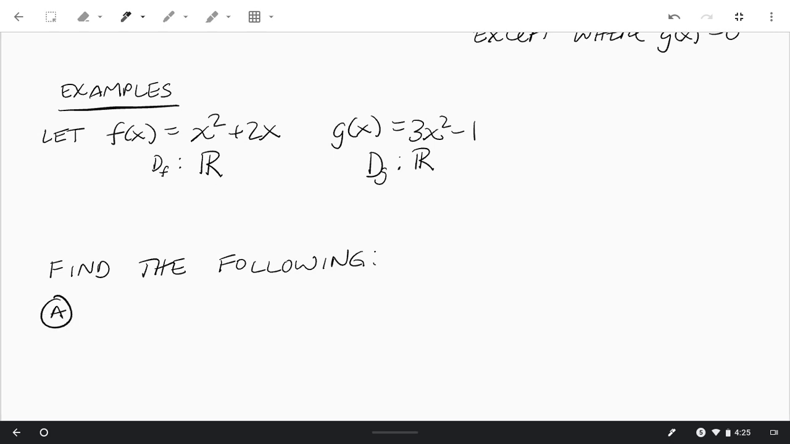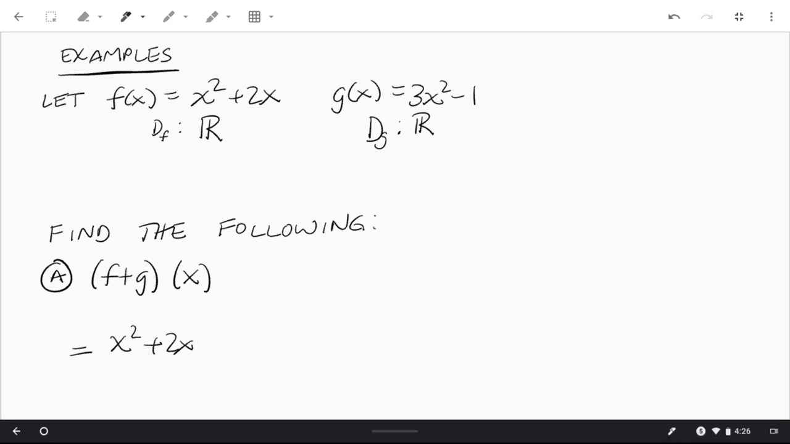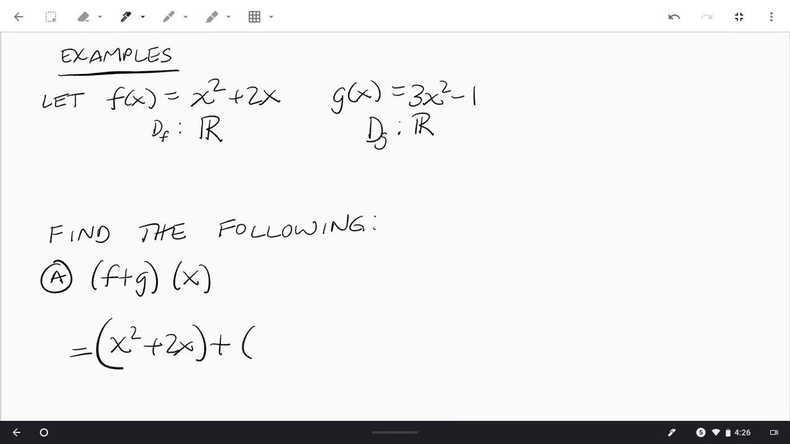All right, so let's go ahead and do f plus g of x. No particular number to evaluate the function at just yet. So this means to add the two functions together. That's going to be x squared plus 2x, that's your f function, and we are going to add that with our g function, which is 3x squared minus 1.